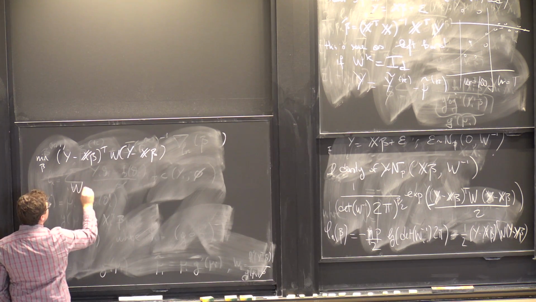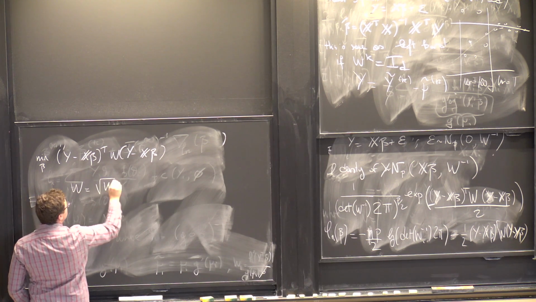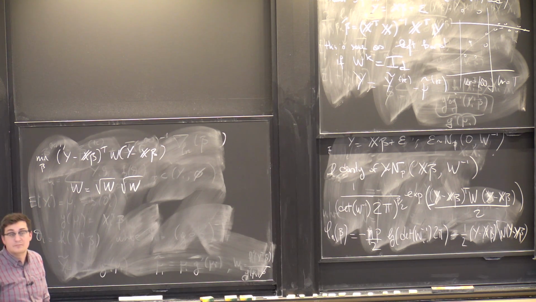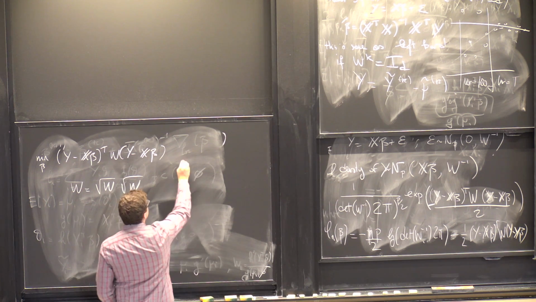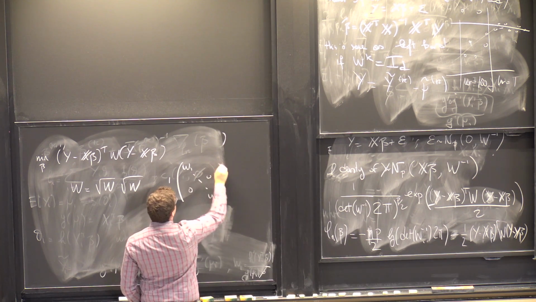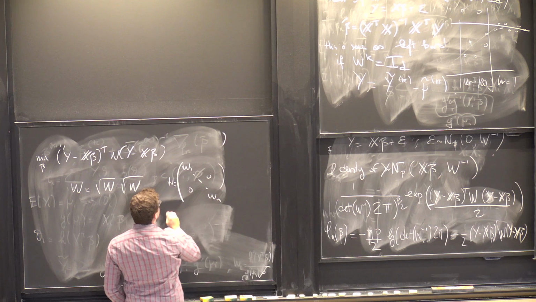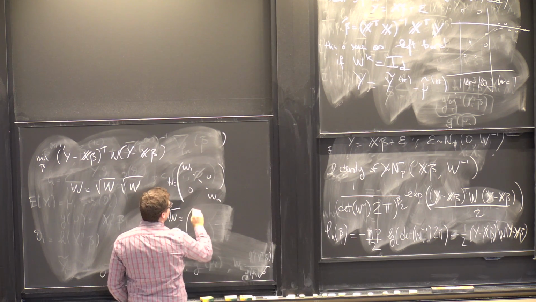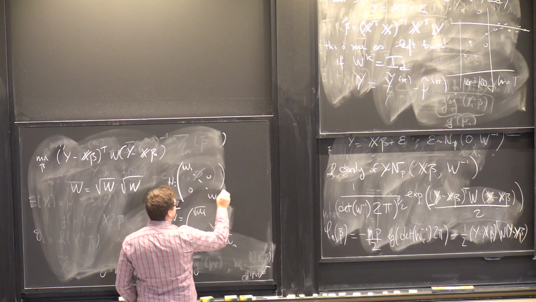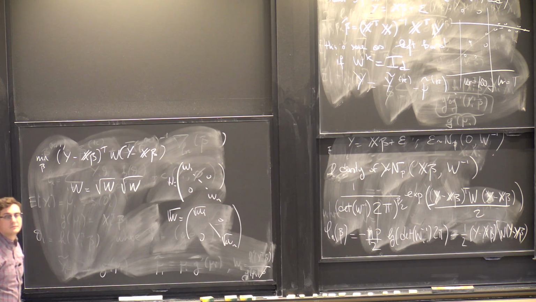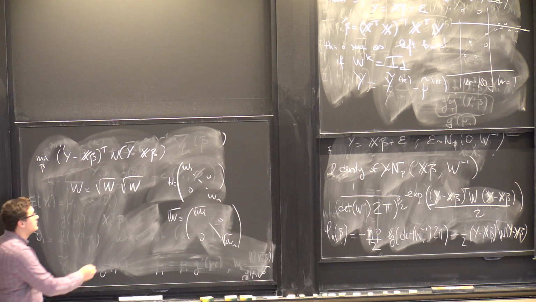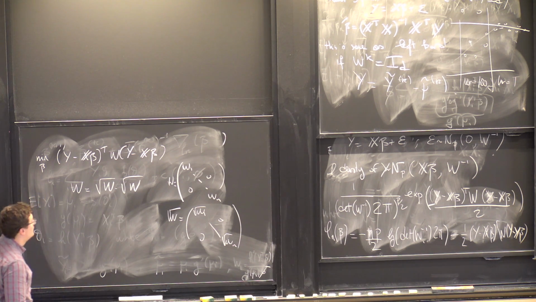So I'm going to write W as square root of W times square root of W, which I can, and it's just the simplest thing, right? If W is diag(W1, ..., Wn), so that's my W, then square root of W is just diag of square root of W1, ..., square root of Wn, and then zeros elsewhere. So the product of those two matrices definitely gives me back what I want. And that's the usual matrix product.